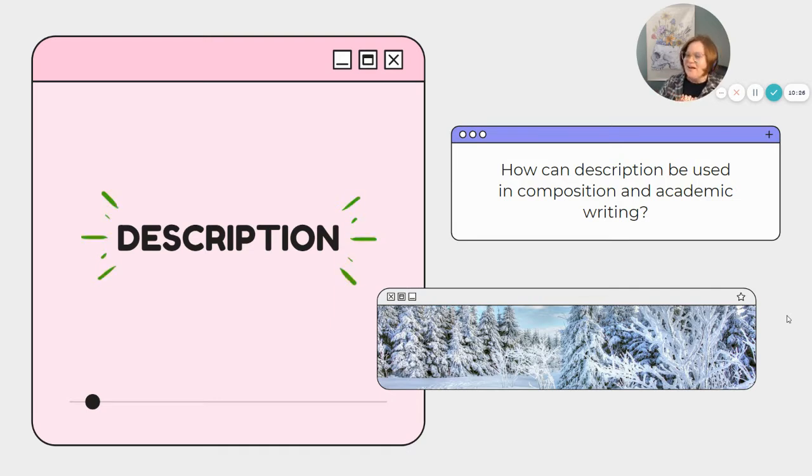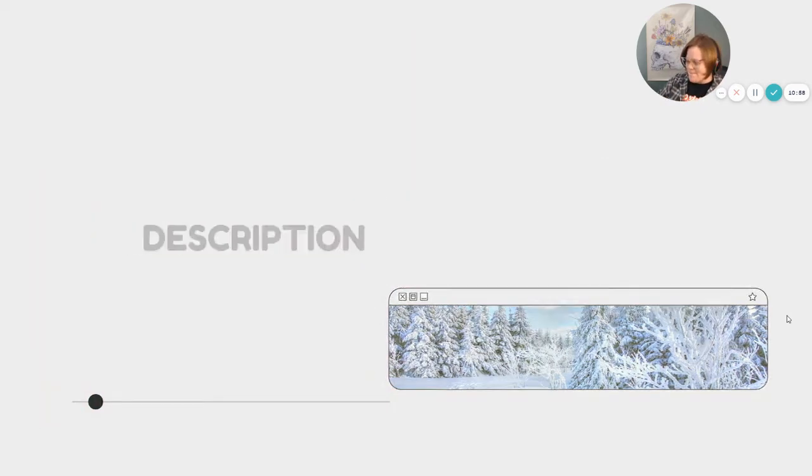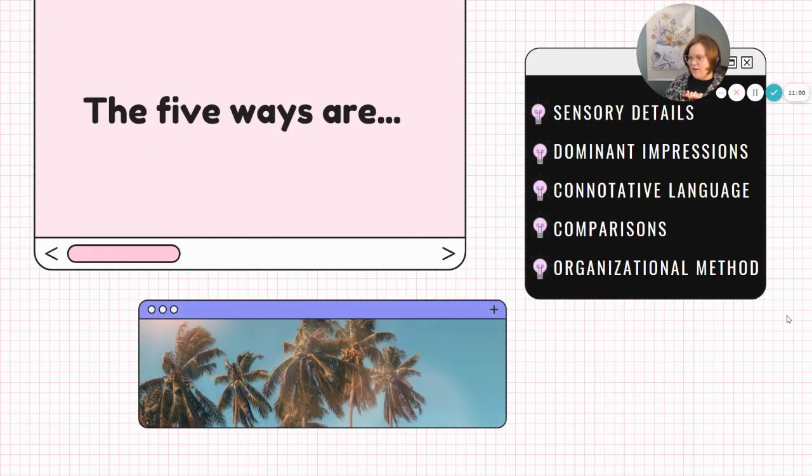I know some of you are like, I don't like descriptive writing, and I understand it. I do. I get it, guys. Descriptive writing can be difficult, especially if you are not used to it. So, how can descriptive writing be used in composition and academic writing? And some of you are probably thinking, you don't use descriptive writing in composition and academic writing, Miss Cravens, but you do. So let's knock that idea out that you don't.